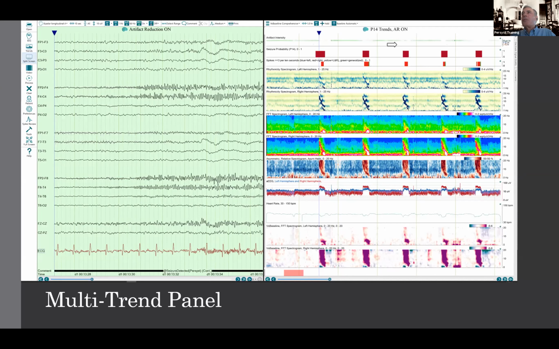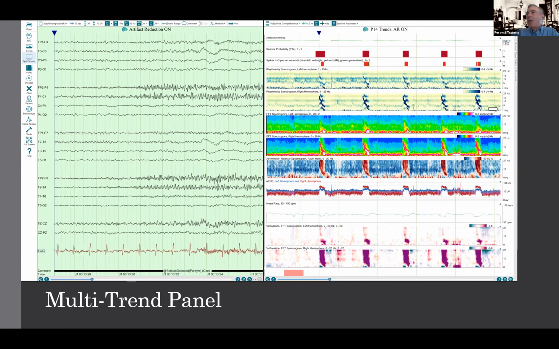Below that, we have seizure probability from 0 to 1. We talked about that. As the probability goes higher, the algorithm is indicating the probability according to its calculations that a human expert would mark that. And then we have the spikes greater than 3 per 10 second page. And this is picking up some of the sharp spikes and sharply contoured theta that are part of that seizure. And they're showing up with each one of these seizure indications. Below that, we have this rhythmicity spectrogram, left hemisphere, right hemisphere. We're going 1 to 25 hertz.